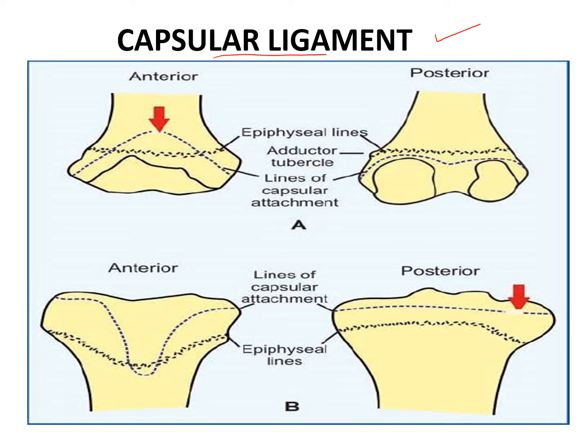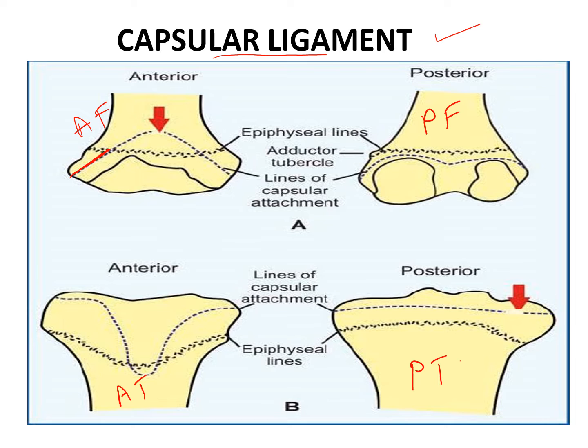It is deficient at two places. As you can see here, this is the anterior aspect of the femur, posterior aspect of the femur, anterior aspect of the tibia, posterior aspect of the tibia. These dotted lines represent the attachment of the capsular ligament.